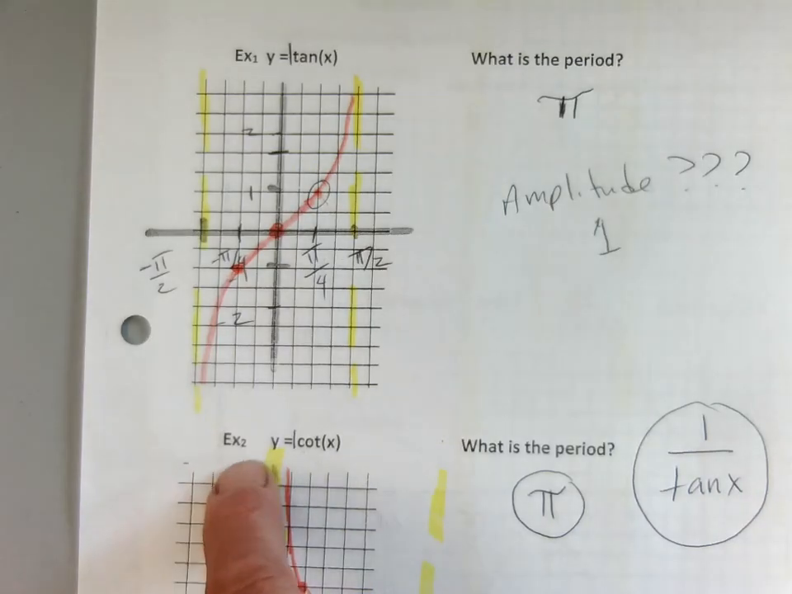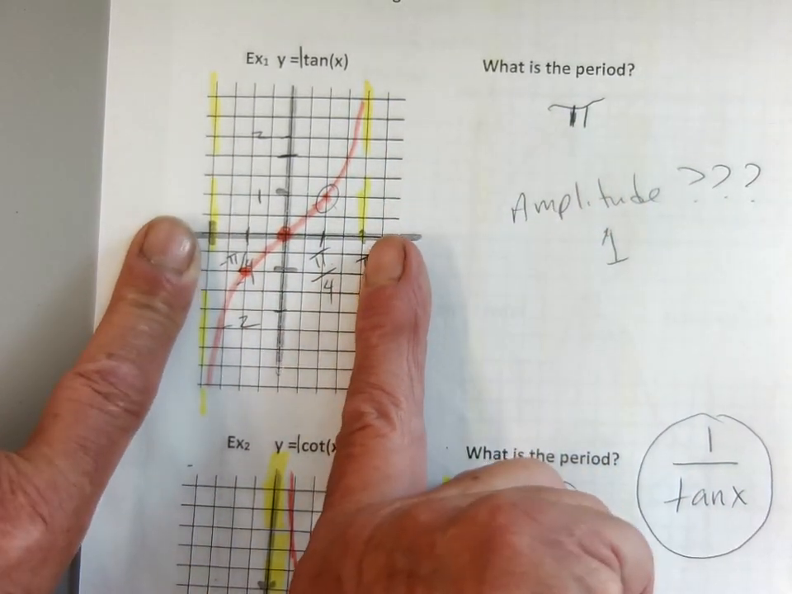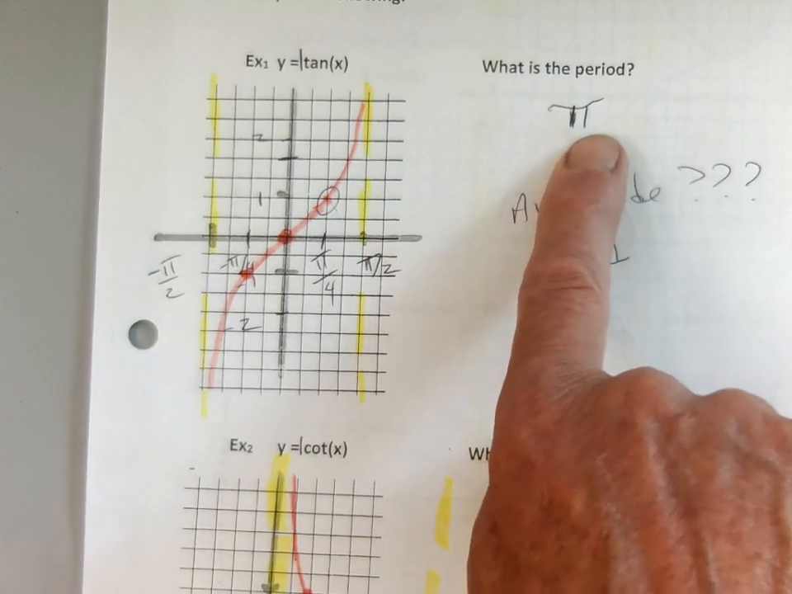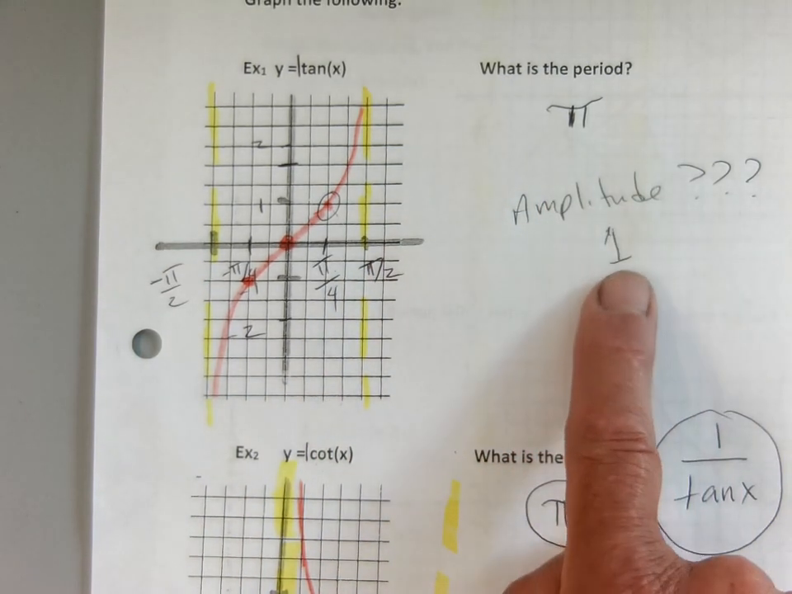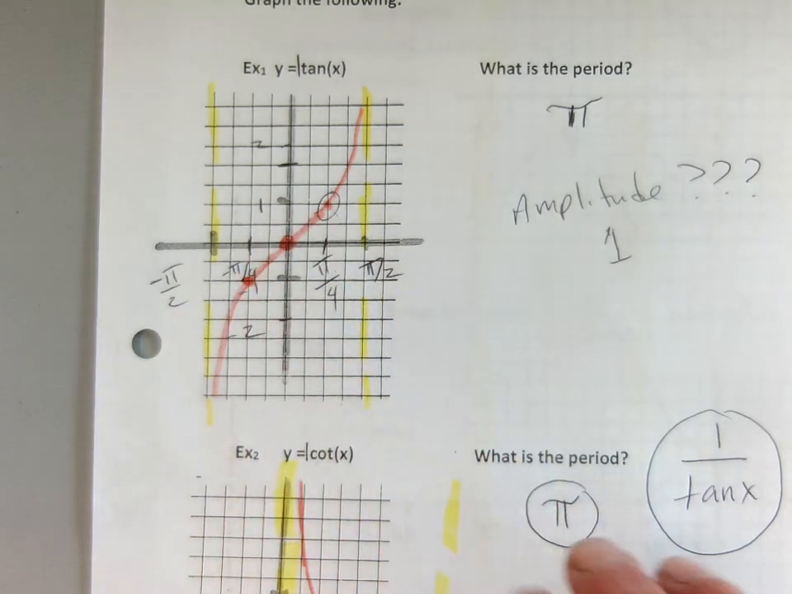Now that's weird because the tangent graph is actually thinner, not as wide, as all the other graphs. So the period of tangent is pi, not 2 pi. Now the amplitude really corresponds to whatever value is at the pi fourths, okay?